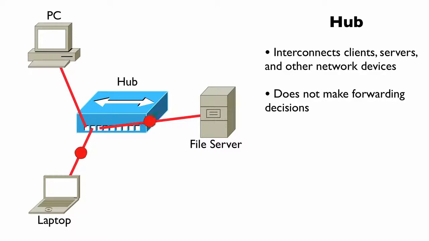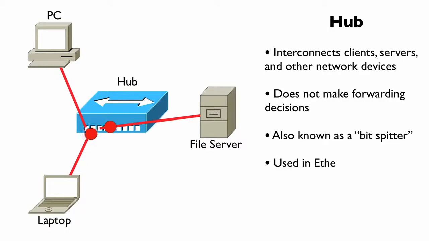It's not analyzing any sort of MAC address or IP address. It's not analyzing anything in order to make forwarding decisions. In fact, sometimes it's simply referred to somewhat crudely as a bit spitter. It takes bits in on one of its ports and just repeats them out of the other ports. For example, on screen, if a PC sends a packet into the hub, it's going to regenerate that packet out all of its other ports, so everybody connected to the hub sees that traffic.